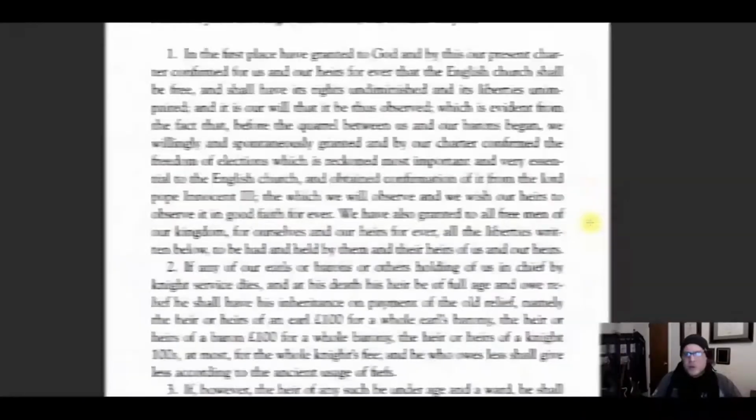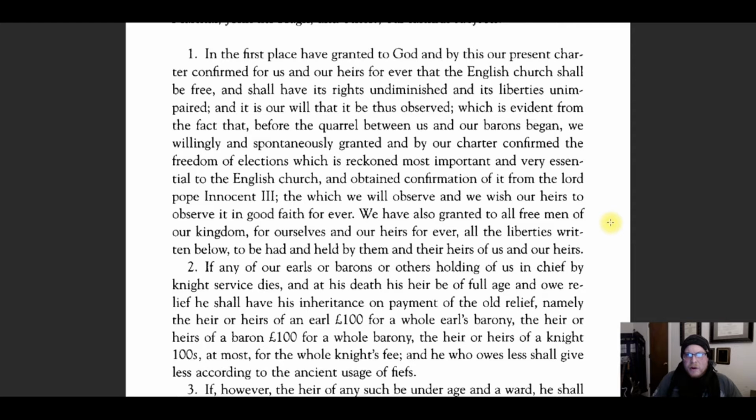So what are some of these concessions in the Magna Carta? I'm just going to go through a couple of these elements just to give you a feel for what it's like and to see how it's not really about rights for everybody, but rights for a few. "In the first place, we have granted to God, and by this our present charter confirmed for us and our heirs forever, that the English Church shall be free, and shall have its rights undiminished and its liberties unimpaired." Free from whom? Interference from the king.